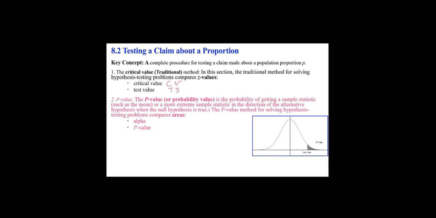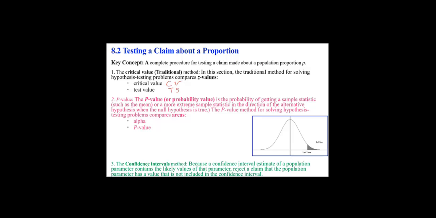The second method involves the p-value. The p-value, or probability value, is the probability of getting a sample statistic such as the mean, or a more extreme sample statistic in the direction of the alternative hypothesis, when the null hypothesis is true. What does it mean? The p-value method for solving hypothesis testing problems is comparing two areas. What are the two areas? Alpha versus the p-value. So what is the p-value? You look at the test statistic and the area to the right or left of it, or times 2, depending upon whether it's a one-tailed test or a two-tailed test.